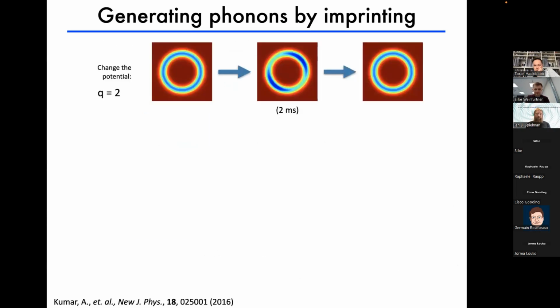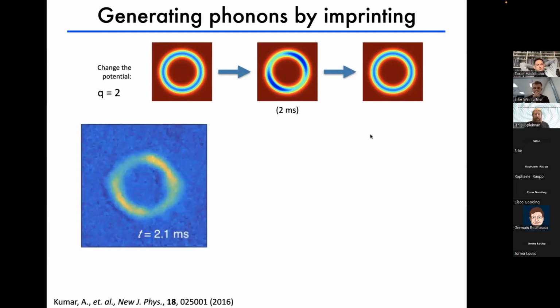The final tool that I'd like to highlight to you today is the capability to imprint phonon modes. So what we do is start with an isotropic potential, or more likely a potential that's slightly corrected using half-toning to produce a uniform atomic density. We then briefly change the potential to be higher on 2 points and lower on 2 points. This applies a phase pattern that would excite the Q equals 2 phonon mode. We then return the potential to the original potential and allow this phonon mode to oscillate as a function of time.